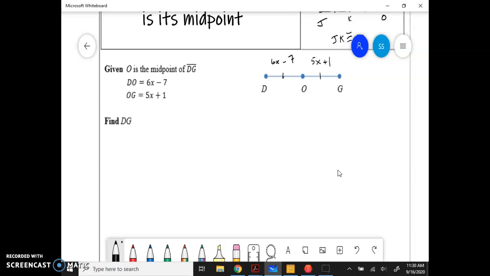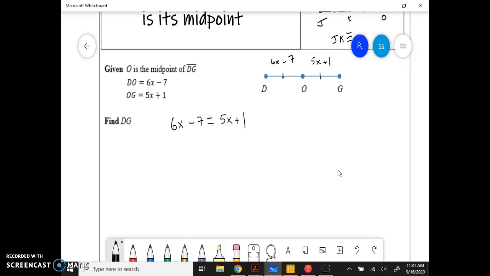So now we've got to look at what we're trying to find. It says find DG. So we need to find the length of DG. So what we need to find is what x is. Okay? And so how can we figure that out? Well, if we know that these two segments are congruent, they're the same, so they're equal to each other. So we can actually set up an equation where 6x minus 7 is equal to 5x plus 1. Okay, and then we can solve this equation to figure out x.